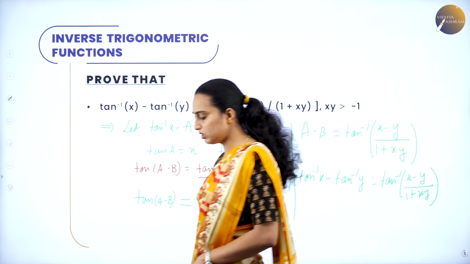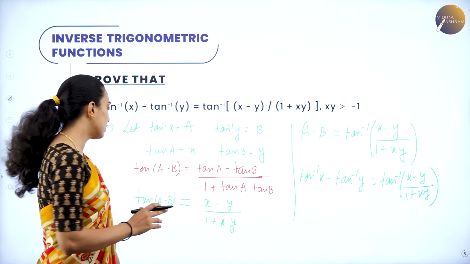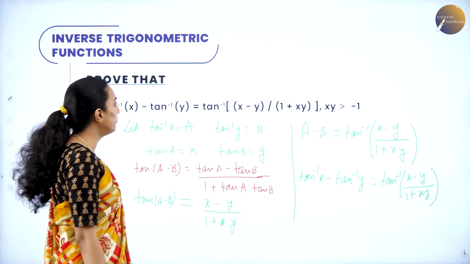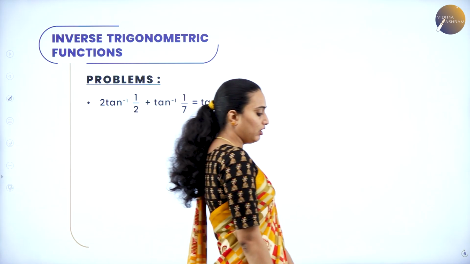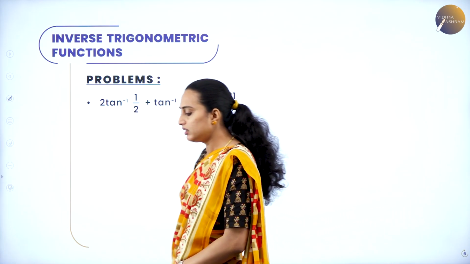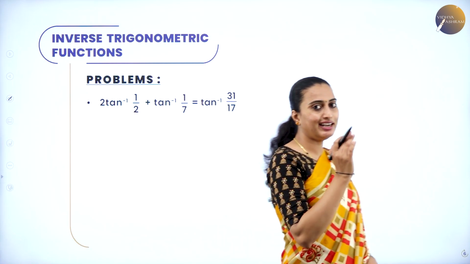I think you understood this proof also. Just change the formula. Instead of plus, you are going to write it as minus here. That's it, right? So we'll be moving on to the next proof, which is very, very important. They have asked for what? The proof of the 3 marker in your NCERT paper.